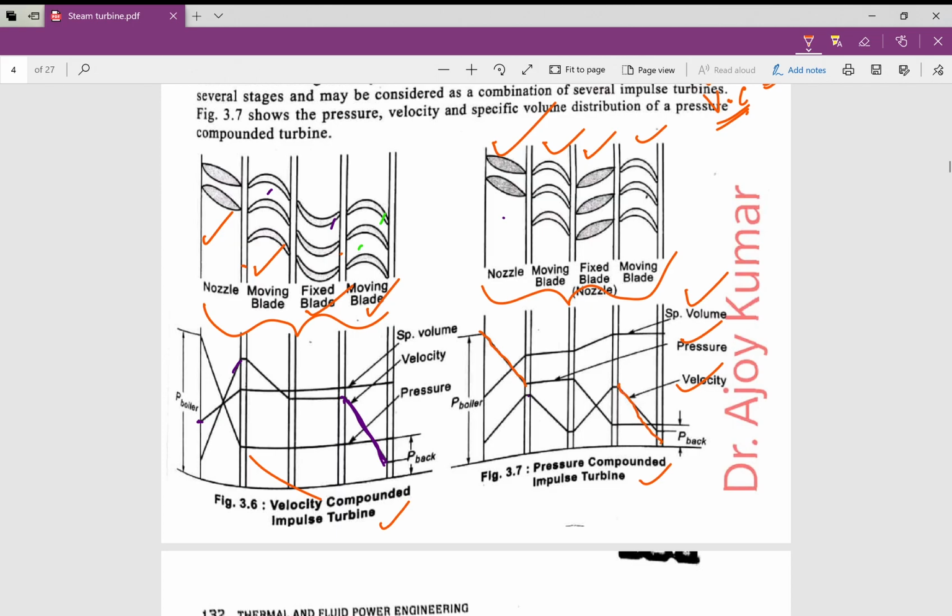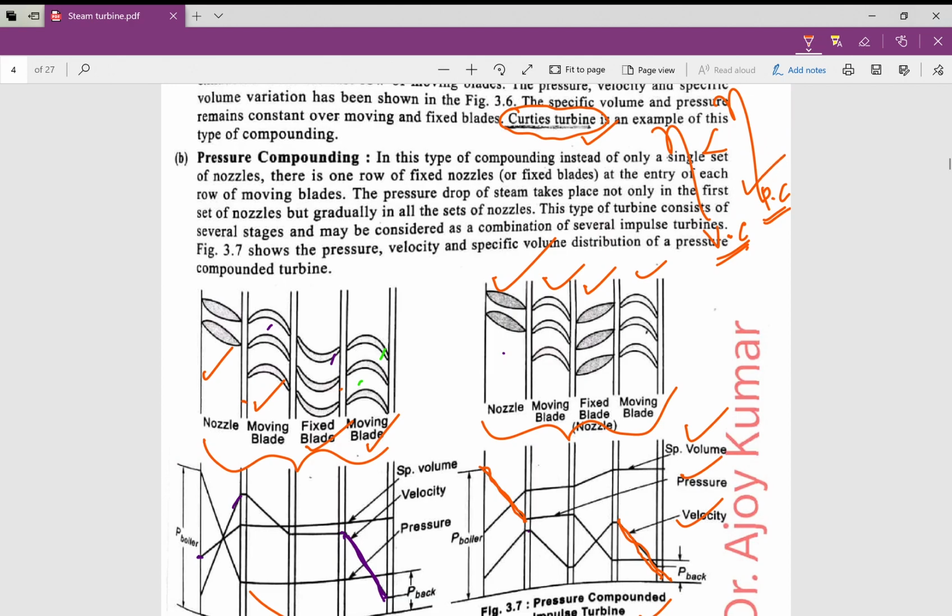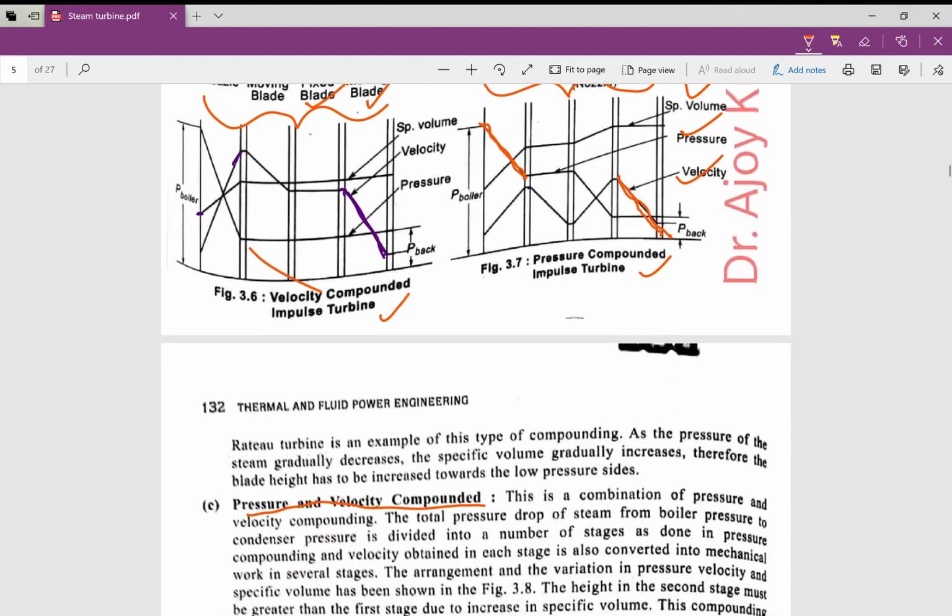Whatever pressure comes from the boiler, if you intend to purchase a boiler, it is always advisable to have a boiler which produces steam at a very high value. It means that high pressure steam should be utilized properly to get maximum work, and hence here there is proper utilization of pressure here and here also, right? So compared to this one, the efficiency of pressure compounding steam turbine is more than velocity compounding.